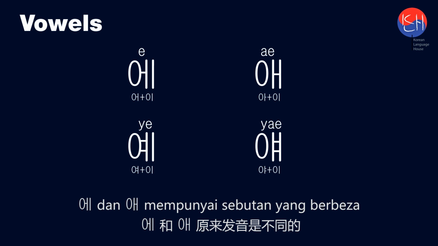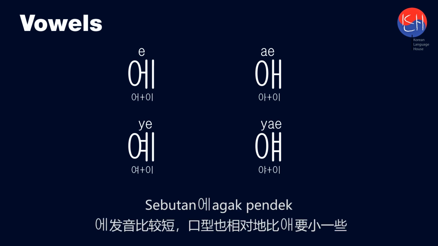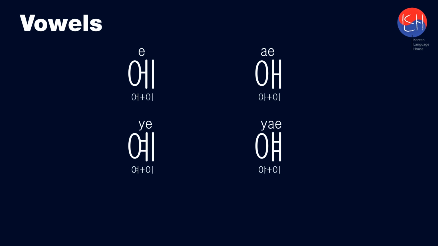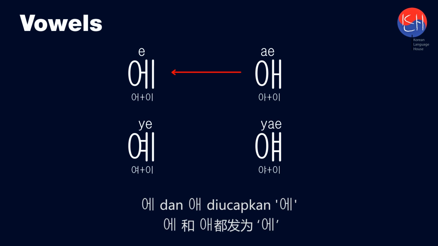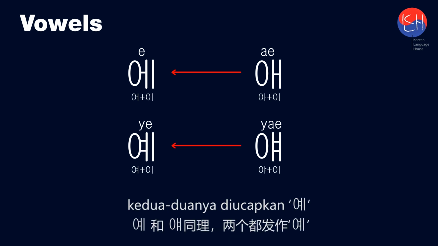Traditionally, these are two slightly different sounds. E is shorter, whereas e is longer and a more open sound. But these days, in natural speech, most people pronounce them both as e. The same thing happens with ye and ye. Both are pronounced as ye.